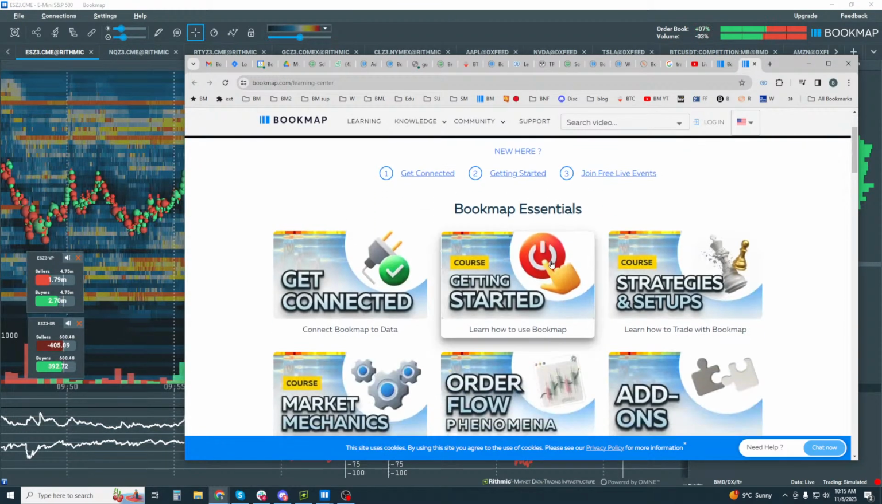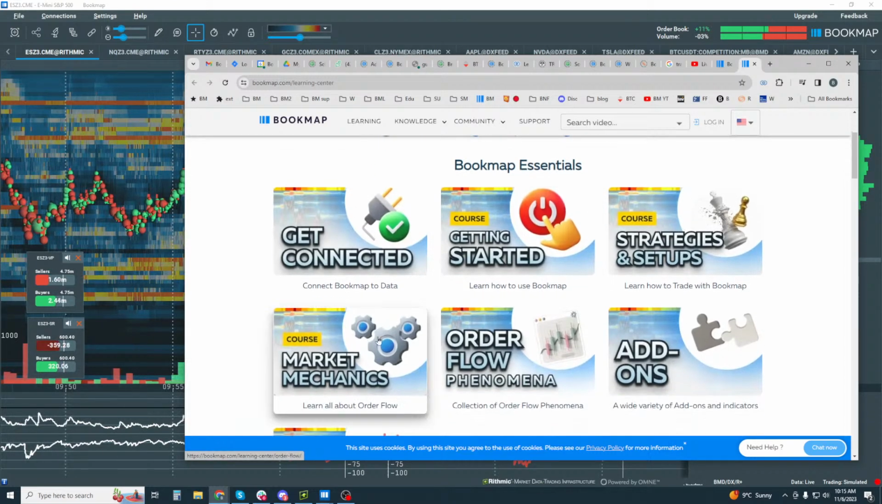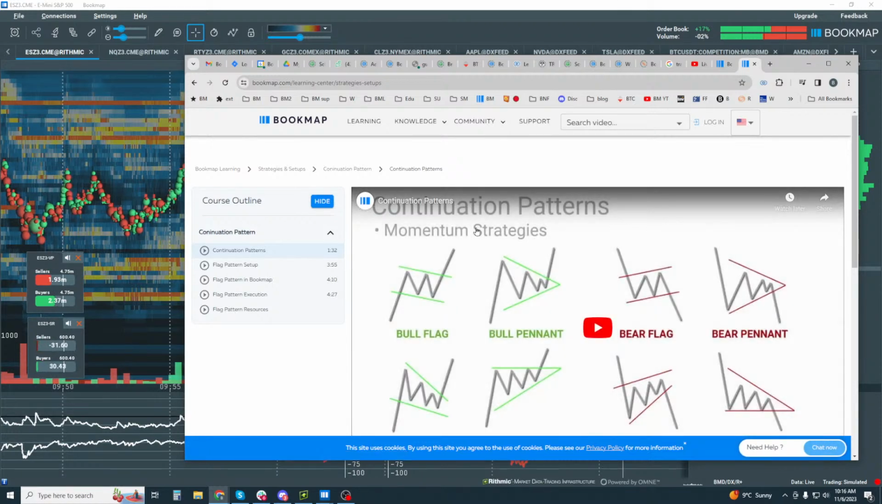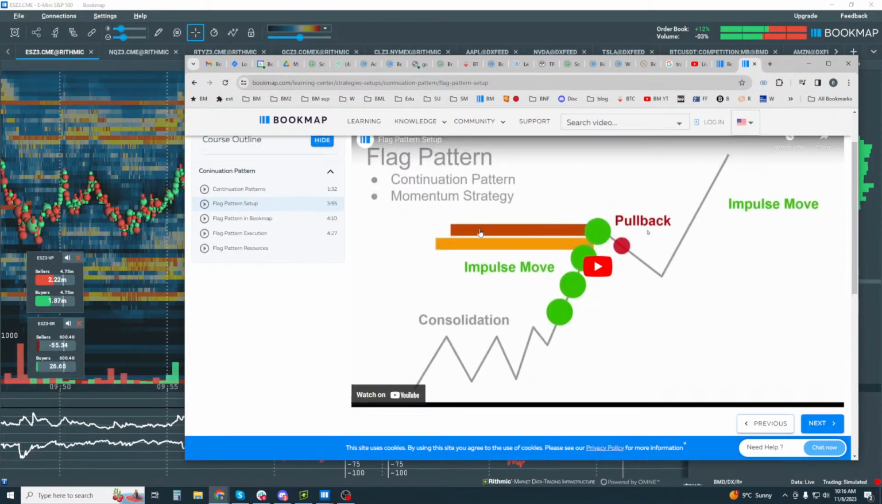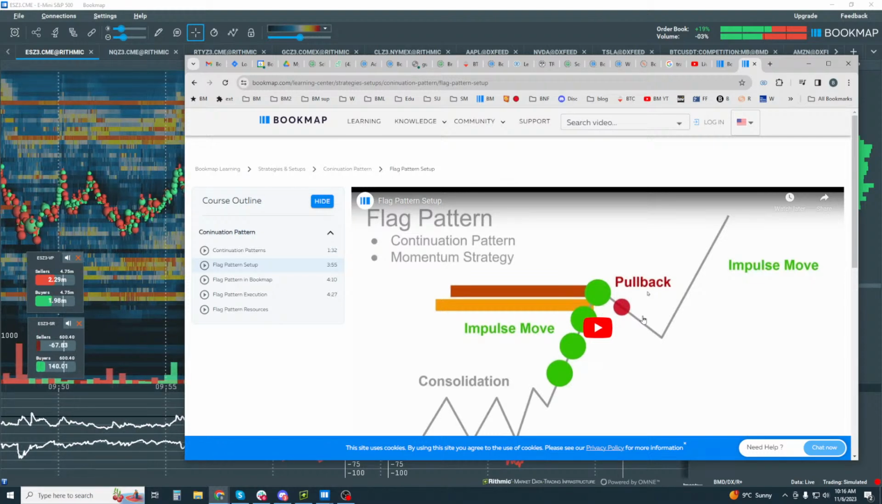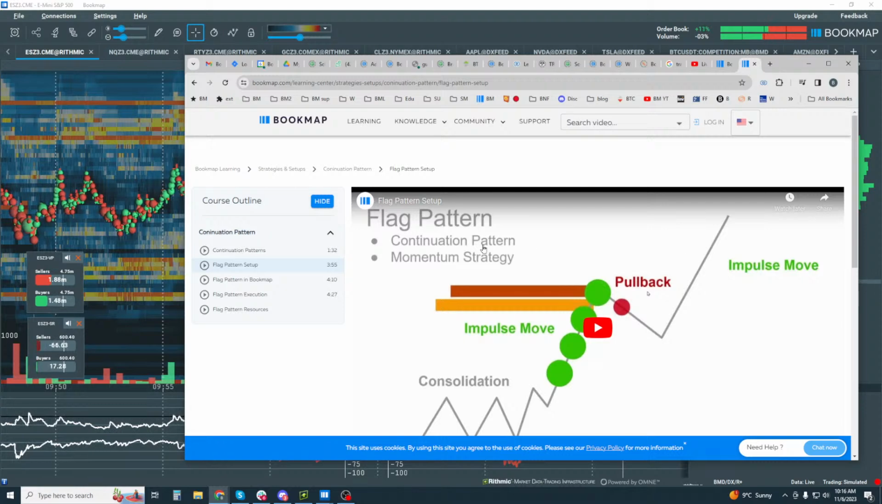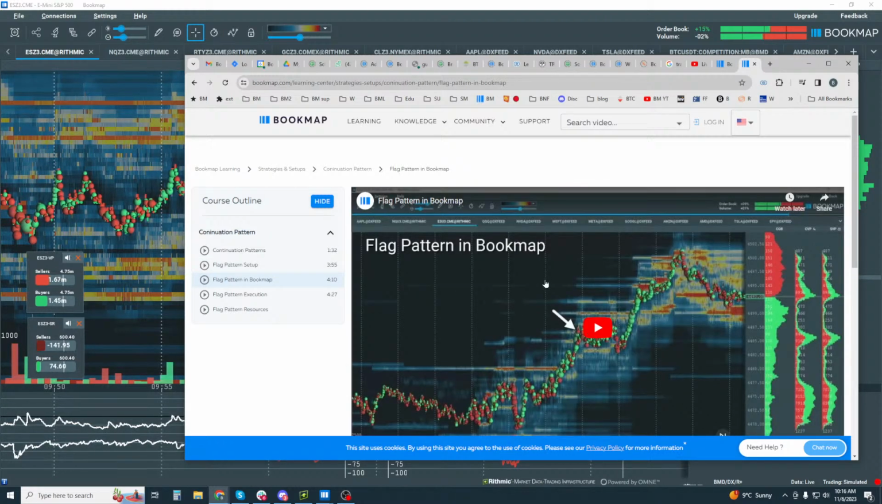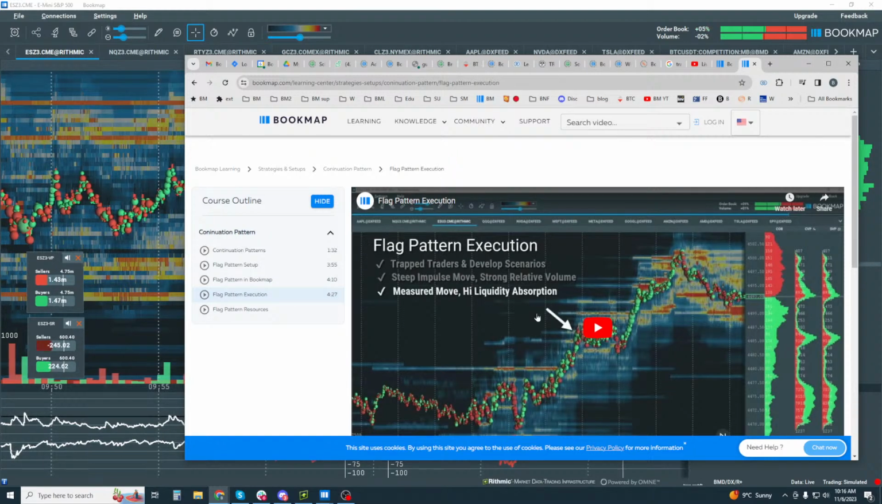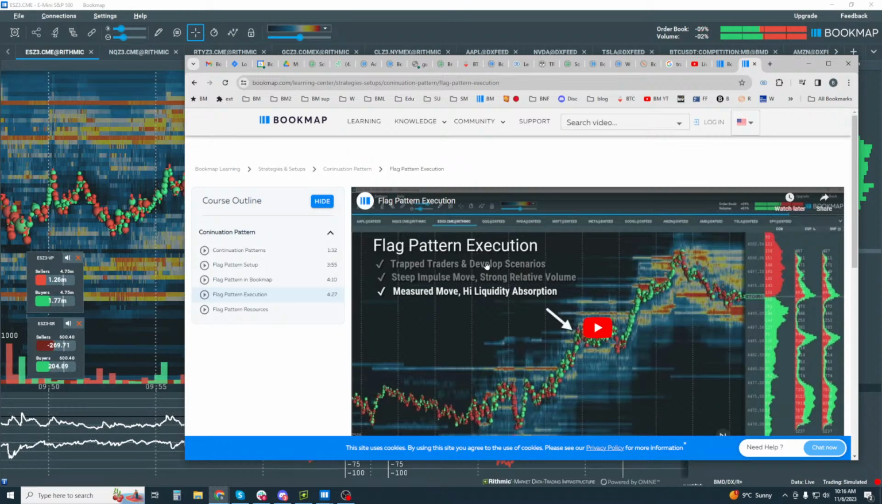In here, there's all sorts of videos on how to get started with Bookmap and get connected. And then the market mechanics video is what we go through all day long in these webinars. But strategies and setups in here, a new course, based on momentum strategies and continuation patterns. We have one continuation pattern in here, the bull flag setup, and what to look for. In diagram form, we have it here very simply, diagrammatically laid out for you so you can understand what you're looking for. And then we also have it here in making that transition from the diagram to seeing it in Bookmap. And then finally, the third video here, which is the most important one, is the execution. So you move from understanding it in concept and diagram, understanding and seeing it in Bookmap, and then how to execute it, what to look for.